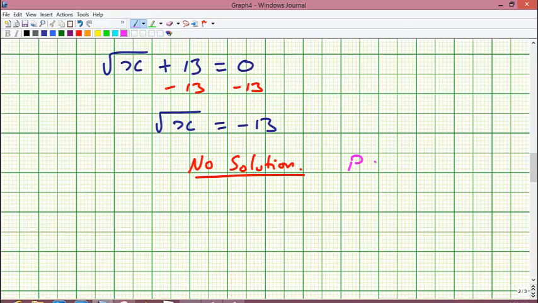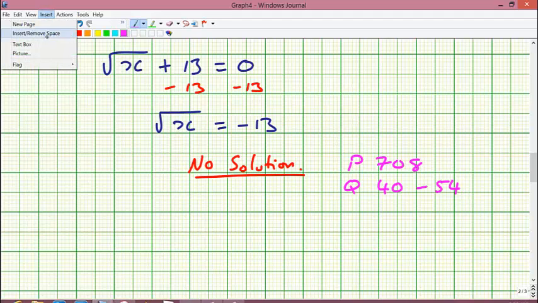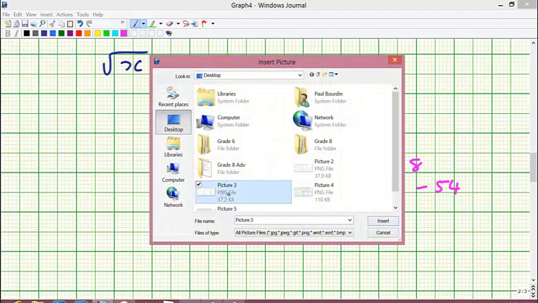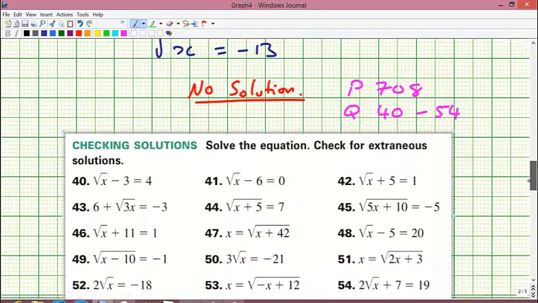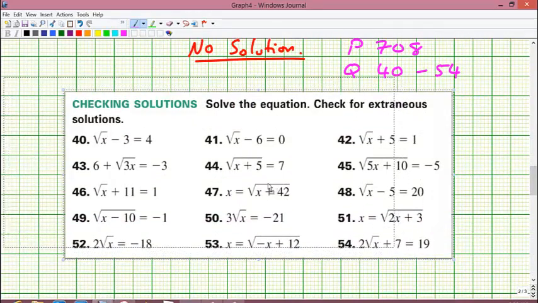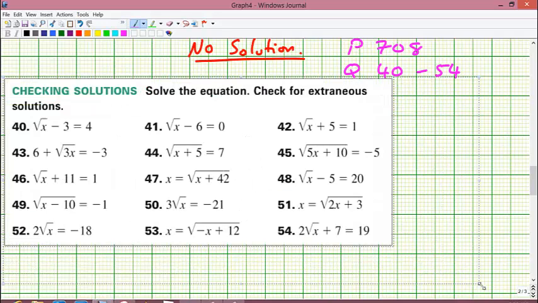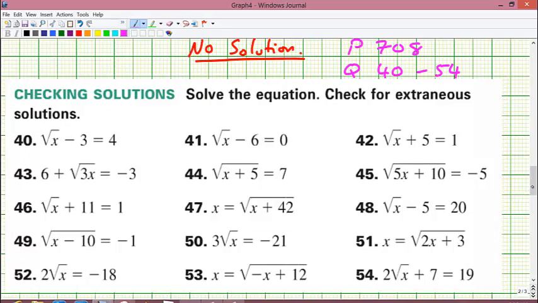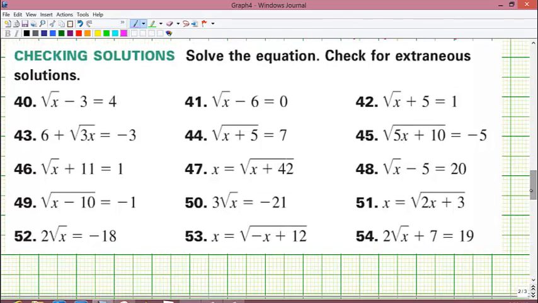It's on the next page. And the questions are 40 through 54. I shall include them here. There they are. Now, not all of these problems will have no solution. So don't just go through all of these saying no solution to everything. Some of them certainly will have a solution. The first one, for example, quite obviously has a solution. So work through these. When you get to this, if you discover that there is a problem, that there's an extraneous solution, write down no solution.